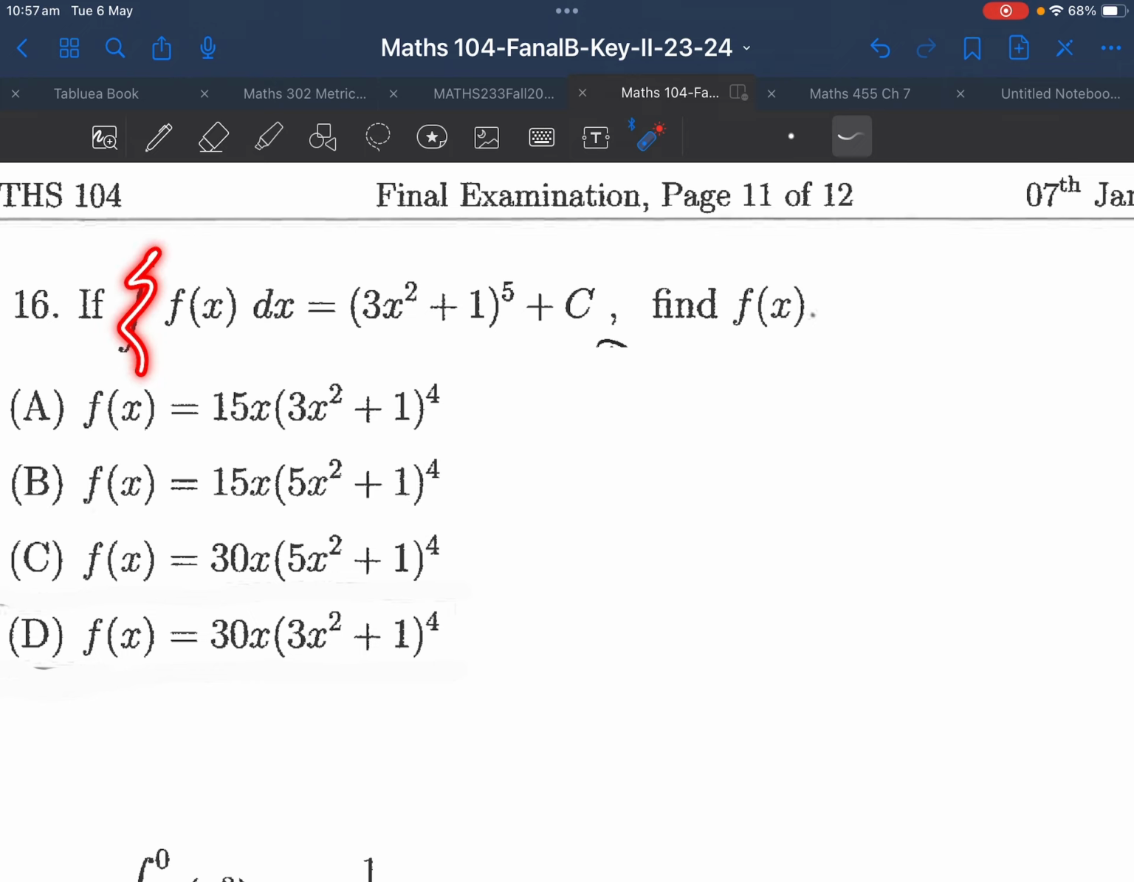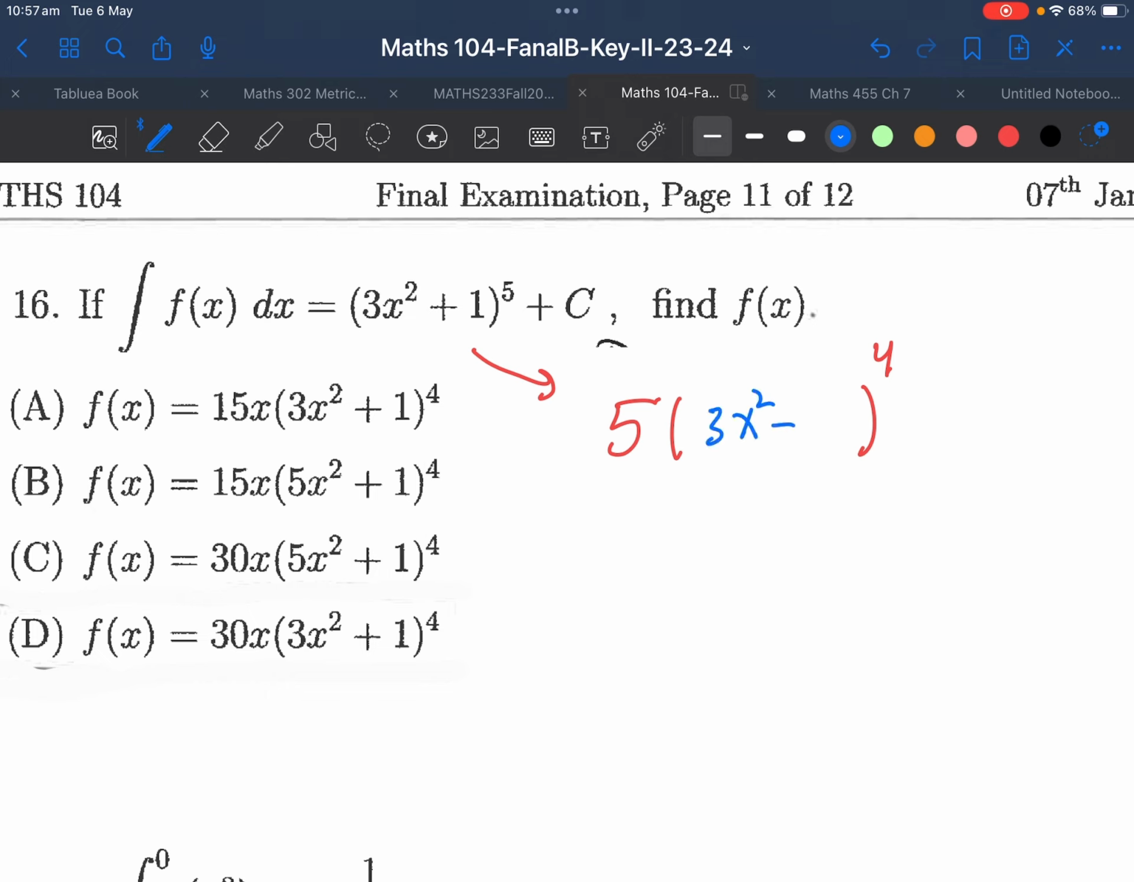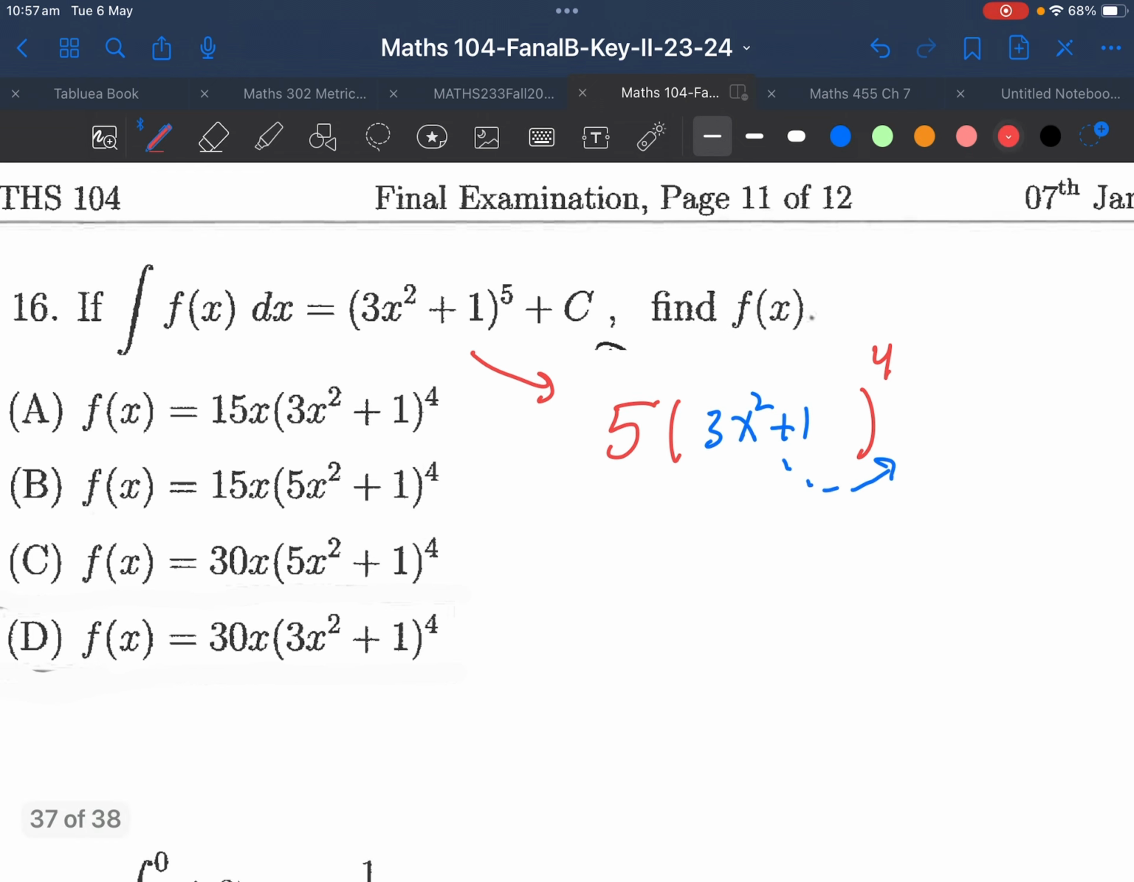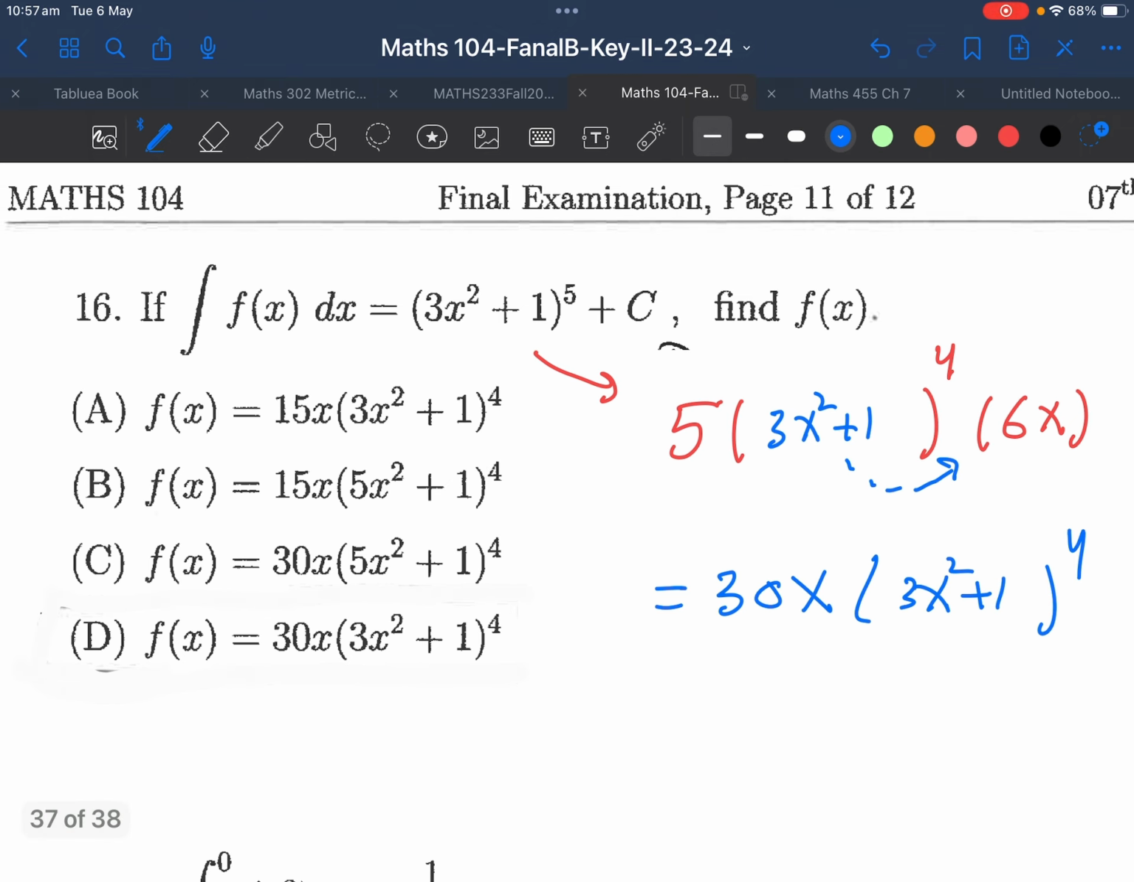Question 16, we want to cancel the integral to find f of x. So all you need to do is find the derivative of this one. How do we find the derivative of this one? We use the chain rule. Derivative of something to the power 5 is 5 times that to the power of 4. Keep the inner function, and then find the derivative of the inner function, which is 6x. So the final answer will be 30x times (3x squared plus 1) to the power 4, which is part D.